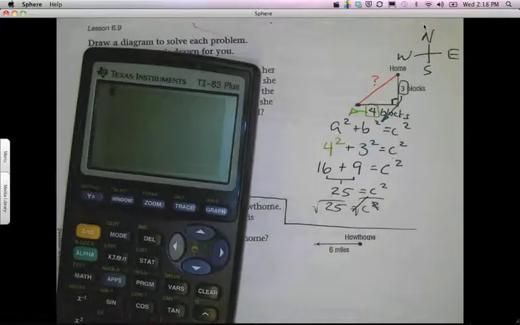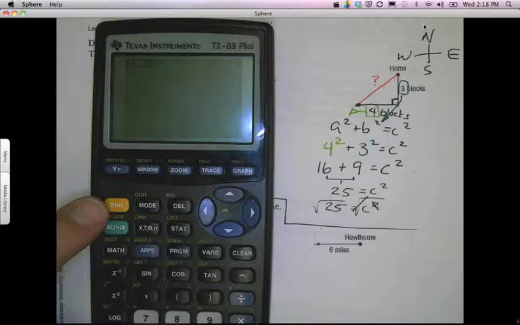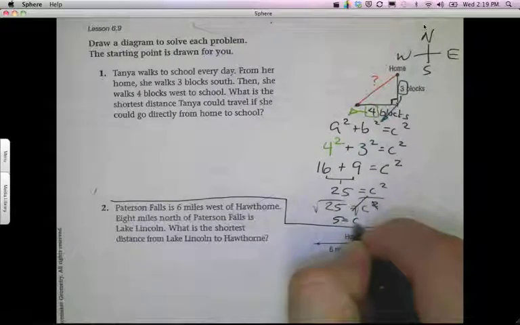Put that on my calculator again. I would take that and put the square root of 25. So hit the second button, then the square button, which is right here. And you'll end up with the square root. So the square root of 25 is 5. So 5 is equal to c. And there's your answer.